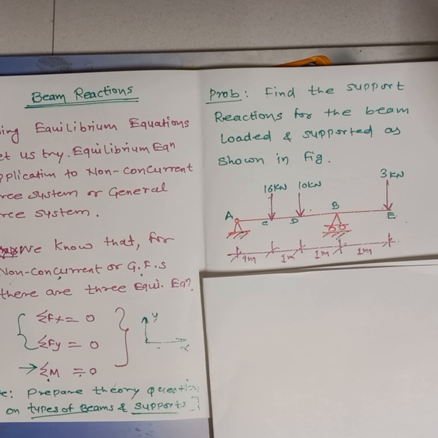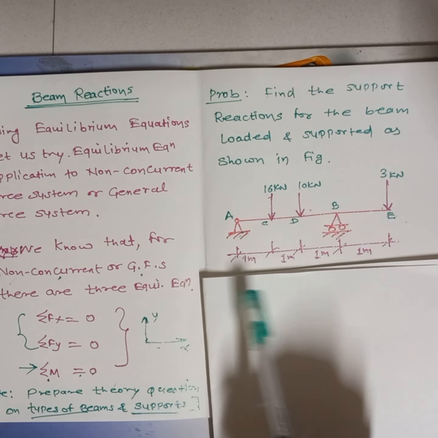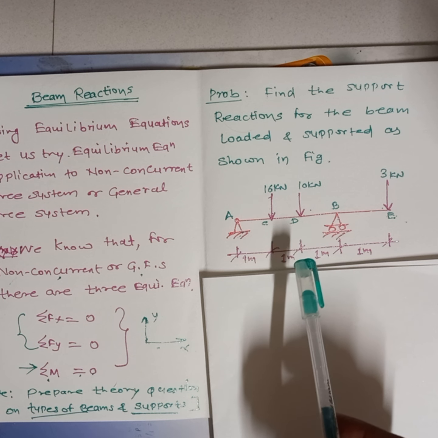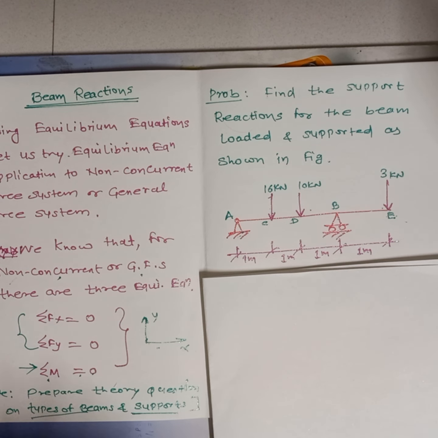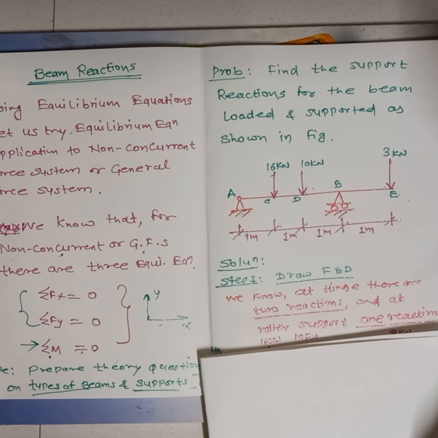So we have to use the equilibrium equations, as this is a general force system or non-concurrent force system. We have to use three equations, and using these three equations we can find the reactions at A and B. For this, the first thing we have to do is draw the free body diagram.